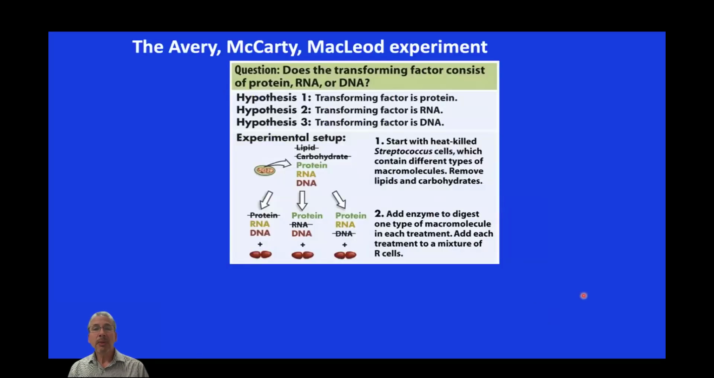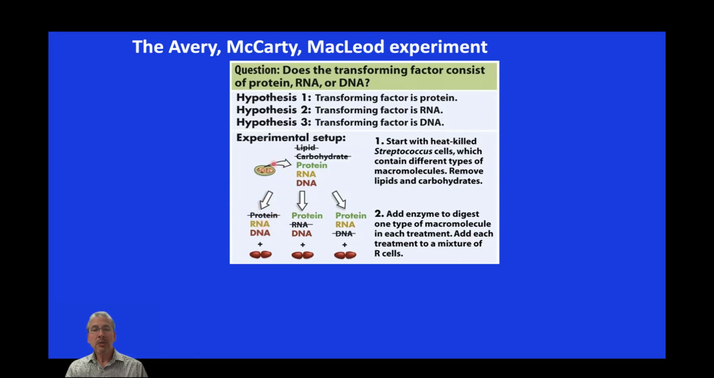So Avery, McCarty, and MacLeod picked up on Griffith's initial work and addressed this basic question: is it protein that's the genetic material? Is it DNA? Is it RNA? They used the same experimental system that Griffith did earlier, and their logic was as follows. They took heat-killed smooth cells and then separately, in three separate batches, added enzymes that broke down all the proteins, but left the RNA and DNA intact.